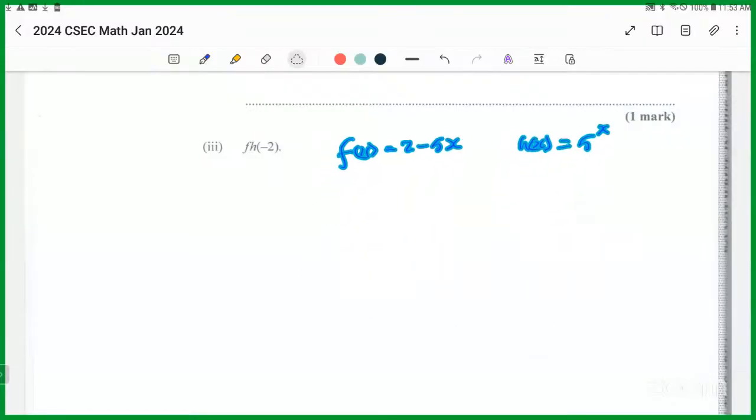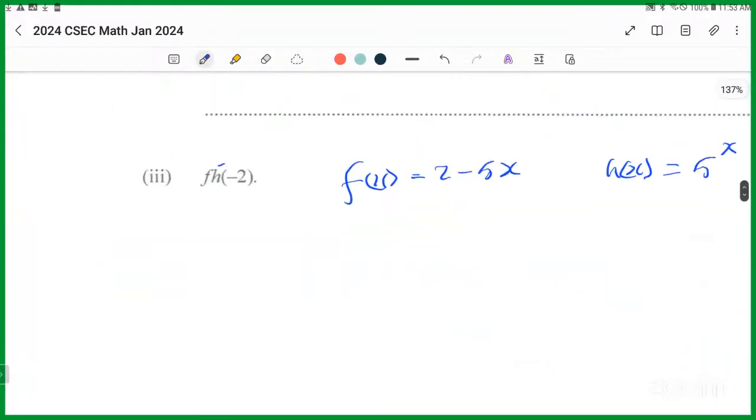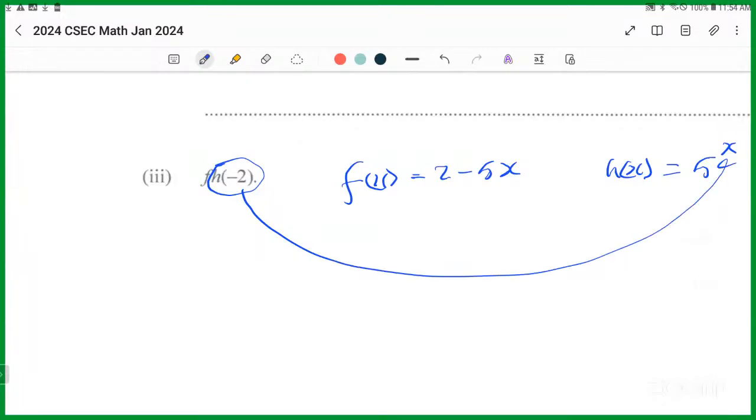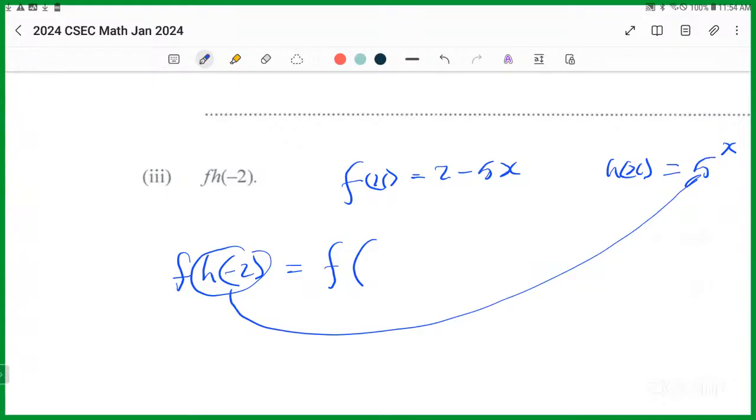So we're going to use a method where we recognize this as h of minus 2 first. So we plug in the minus 2 in the h function first, and then we apply the f on it. So this f of h of minus 2 is the same as f of, I'm going to put h of minus 2 in the bracket. So it becomes 5 to the negative 2.